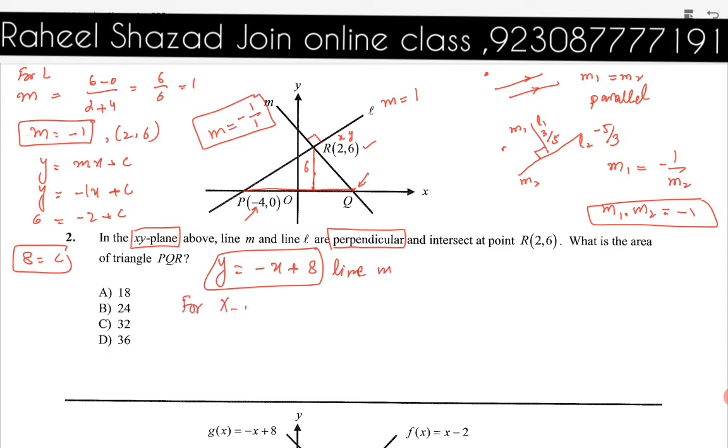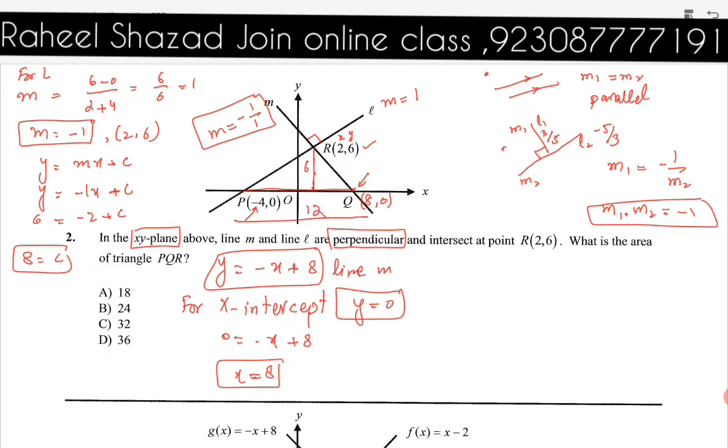For x-intercept, what we can do is, for x-intercept we put y equals 0 here. So if you put y equals 0, 0 is equal to minus x plus 8, so x is equal to 8. That means this coordinate is 8, or the point is (8, 0). So from minus 4 to 8, base is 12. So we have a triangle for which base is 12 and height is 6. So its area is equal to 1 by 2 into 12 into 6. So 2 6s are 12, 6 6s are 36. So this is the area, right?